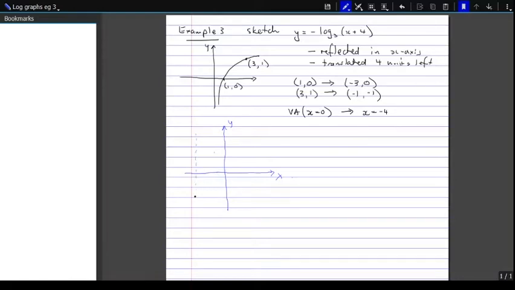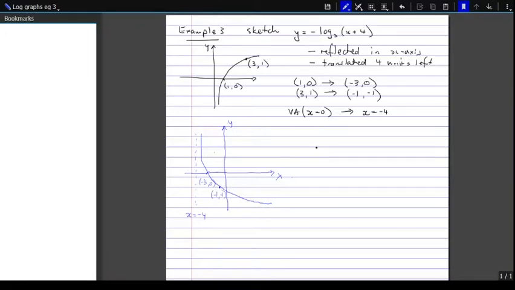First of all, mark in the vertical asymptote. That's going to be at x equals -4. And because it's reflected, we are reversing our curve. We've got our x-intercept there at (-3, 0) now. And we've got our point there, which has been moved. We'll mark that in at (-1, -1).